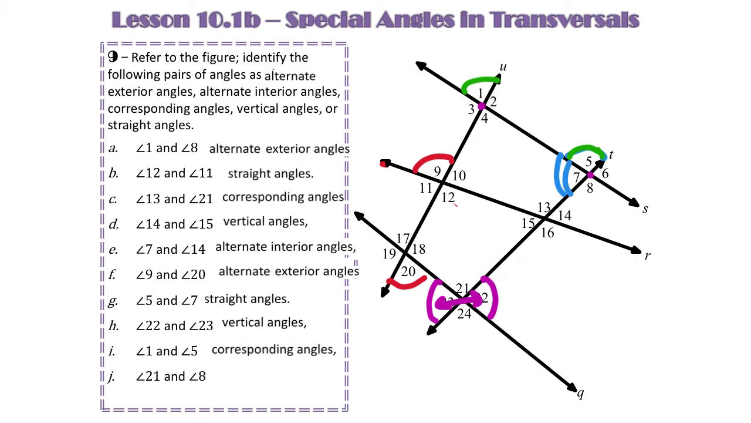And then finally, 21 here, here, and here. And again, we do have that line in the middle, line R, but we're ignoring line R, which means that these are both on the interior, and they're opposite of each other, so that's alternate interior angles.